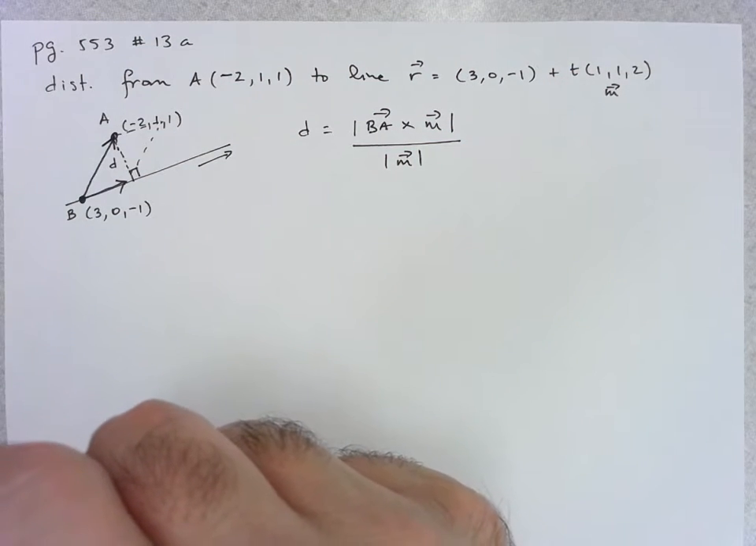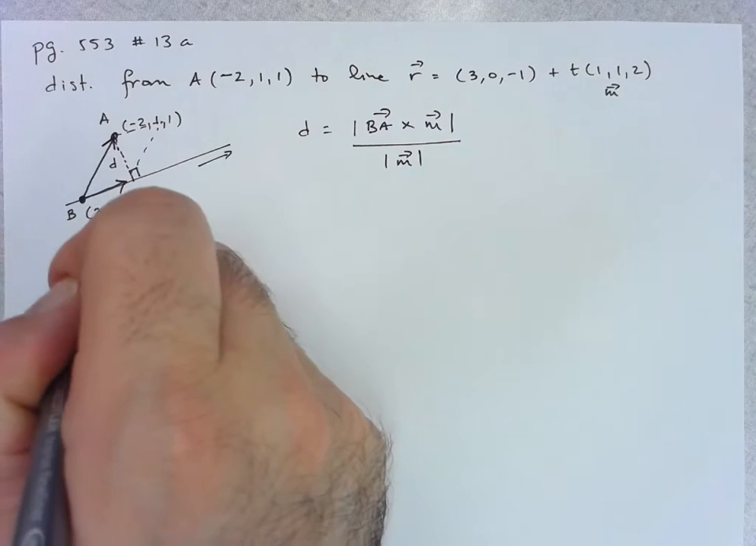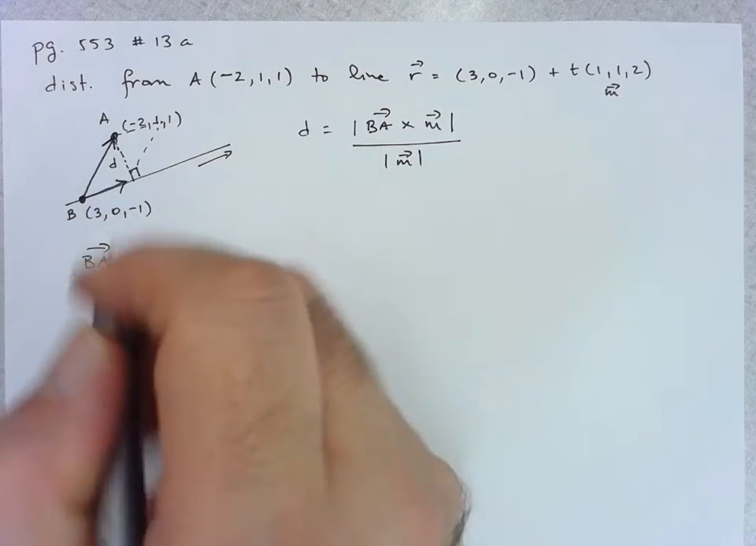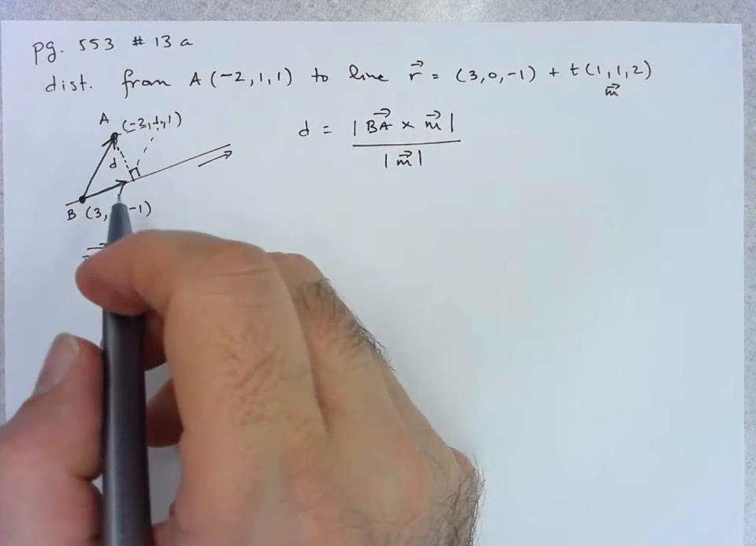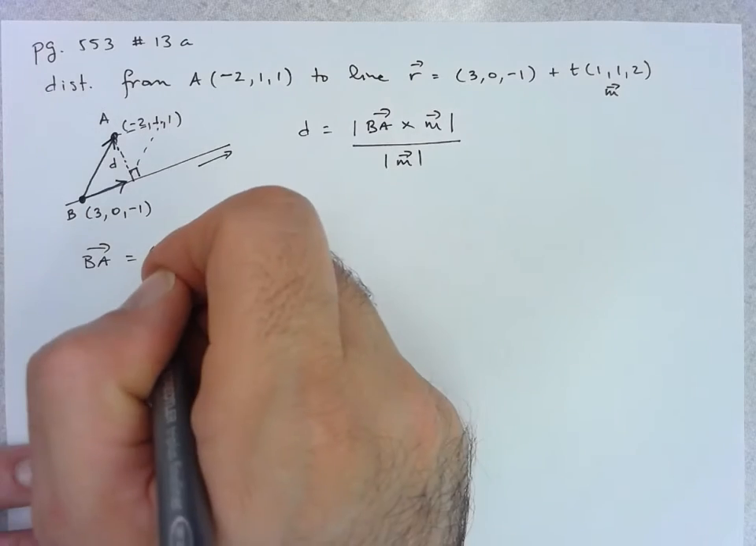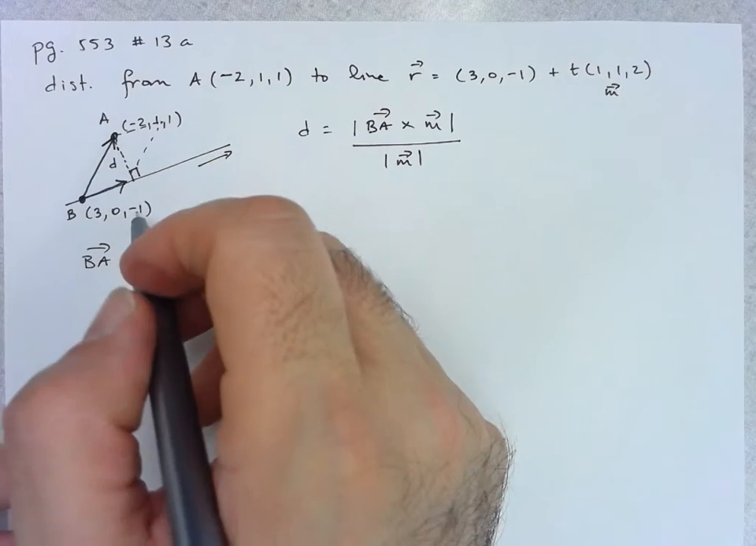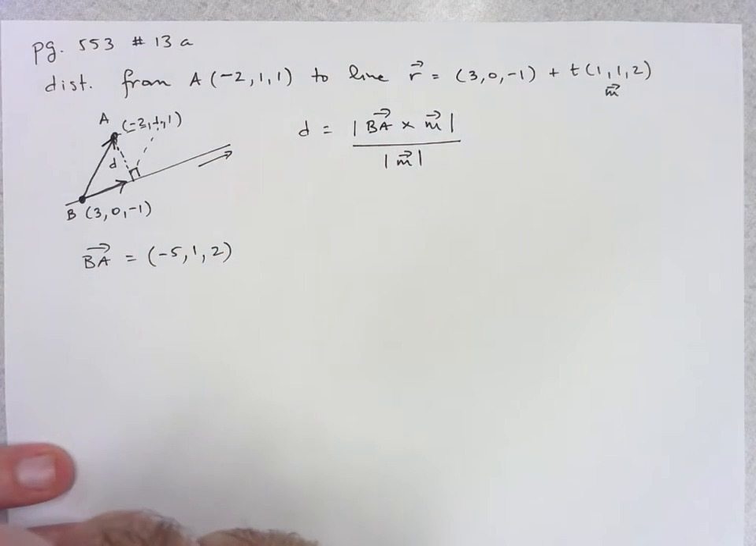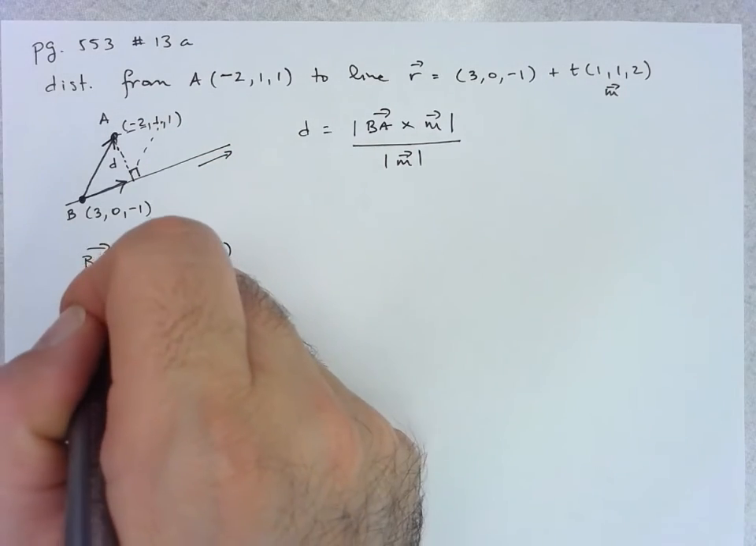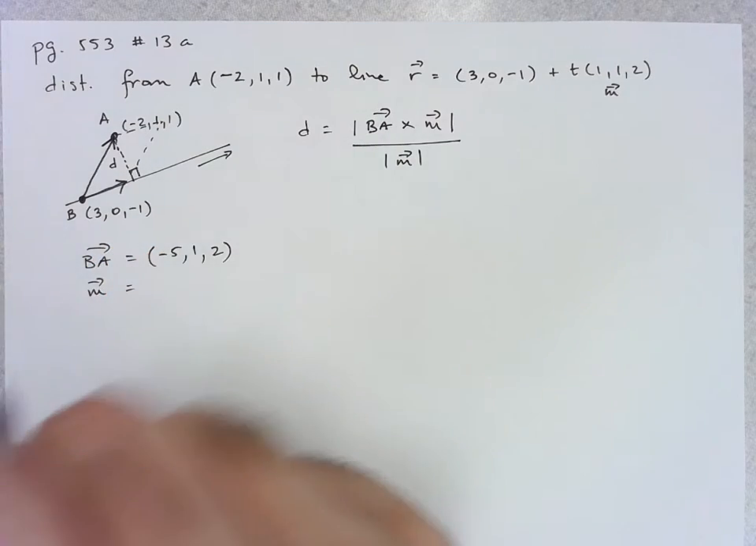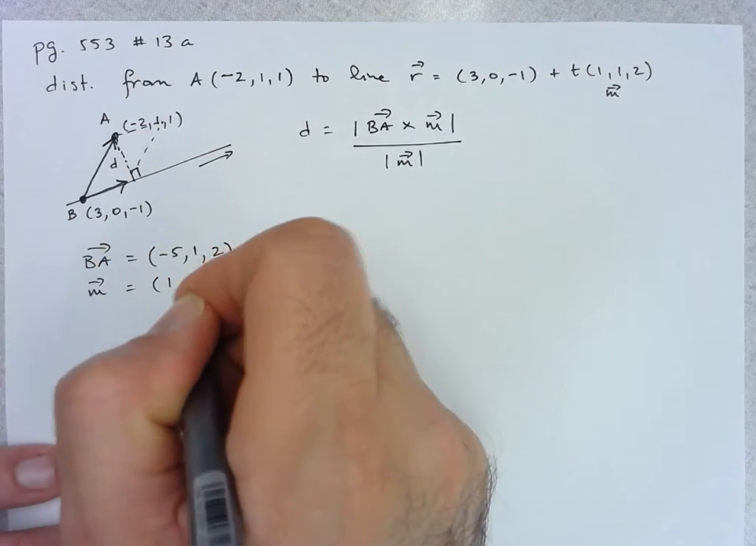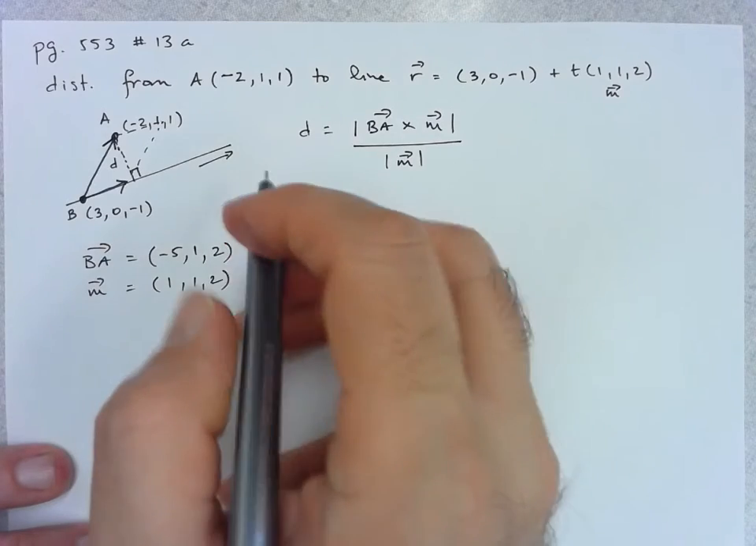So let's start by finding BA. So what does that give us here? That gives us negative 2 minus 3 is negative 5, 1 minus 0 is 1, and 1 minus negative 1 is 2. And we're going to take the cross product with our vector m, which is 1, 1, 2.